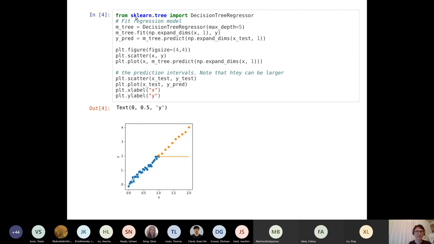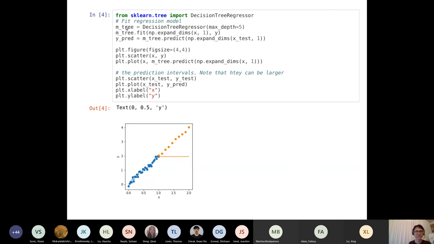So I can use the package sklearn, or scikit-learn. It's one of the most widely used packages in the machine learning community. And then I can simply import this object, decision tree regressor. If you're familiar with object-oriented programming, this all makes sense. If not, then don't worry. You just need to know how to use this code.